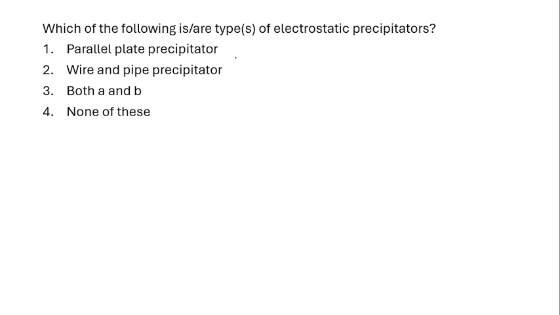Next is: which of the following are types of electrostatic precipitator? Electrostatic precipitator, shortly termed ESP, is the charging of the gaseous pollutants by using an electric field. Whenever the pollutants get ionized, they will be collected in the collecting field. This can be of different types. The right answer is A and B. There are two different methods: one is the parallel plate precipitator and the other is the wire and pipe precipitator. These are the types of electrostatic precipitator. This precipitator is mainly for particulate matter.